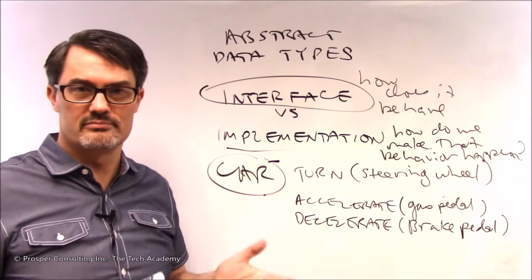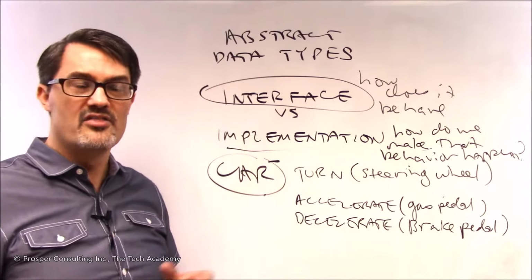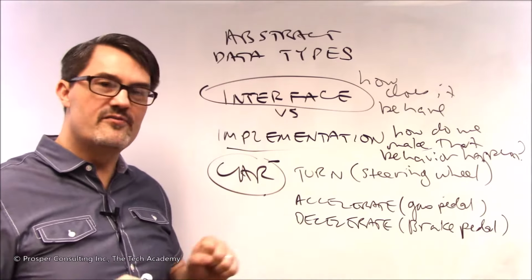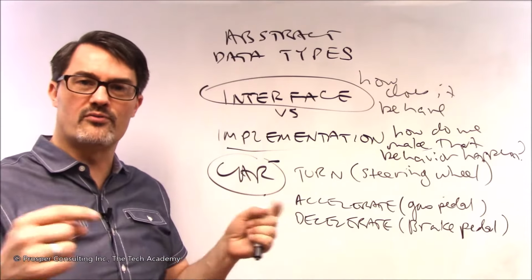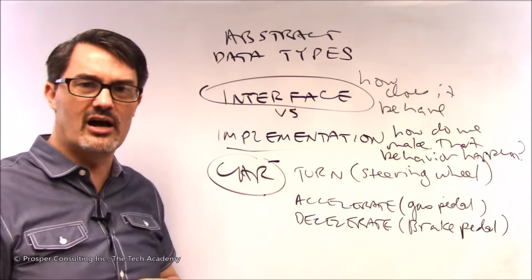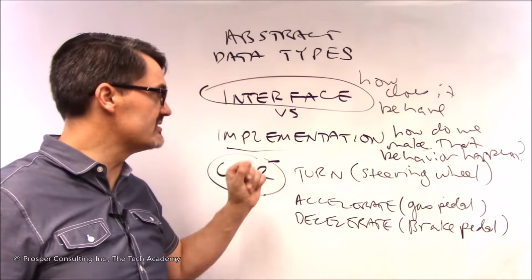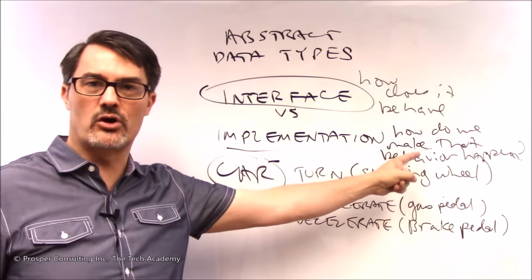For those of us who are car nerds or just like to understand how things work, that's a cool thing to know. They might not know the different physical assemblies that go in between both the left and right front wheels and how they interact and how they both turn at the same time. They don't need to know that to operate the car. All of those are implementation details, how we make the behavior of the car happen.